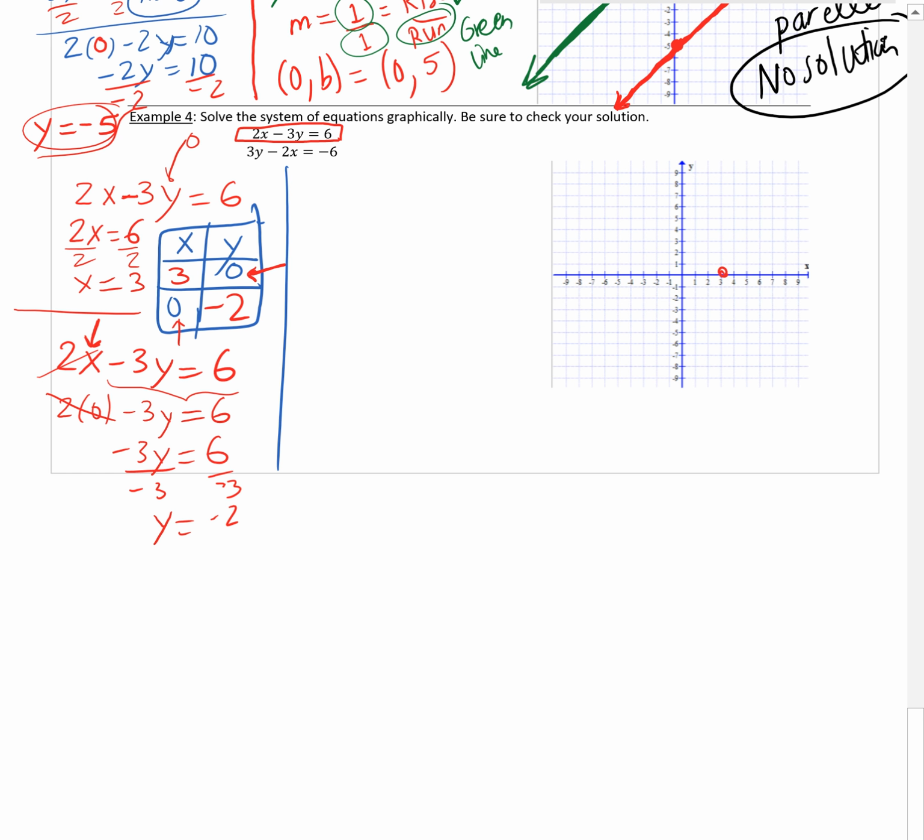3, 0, that would be here. And the other point, 0, negative 2, where's that guy? Here. All right, let me connect those guys.